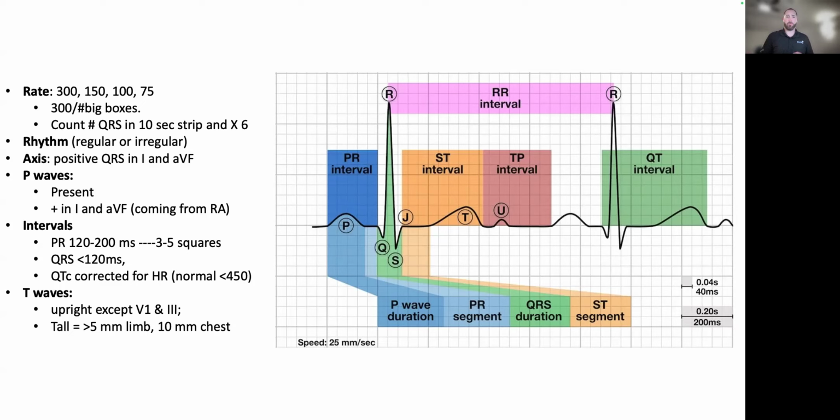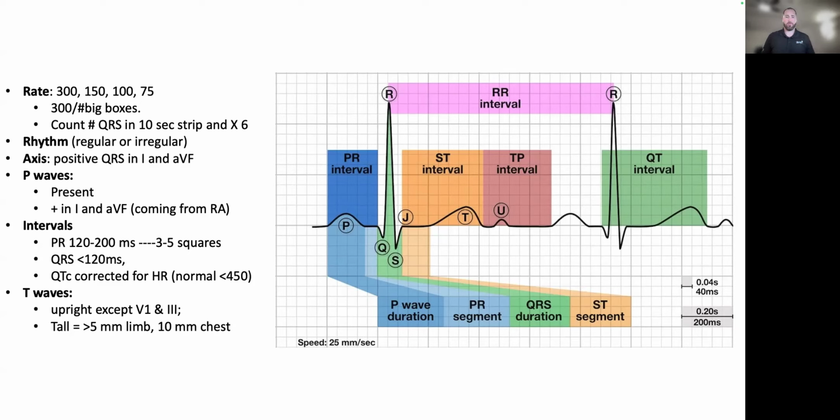When you're looking at the rhythm, you're going to want to describe if this is a regular or irregular rhythm. The axis, you're going to look at the QRS in leads 1 and AVF and see if that is upright. The P wave, you want to make sure that's coming from the right atria. Also make sure that's upright in 1 and AVF and that it's present. You see one before each QRS.